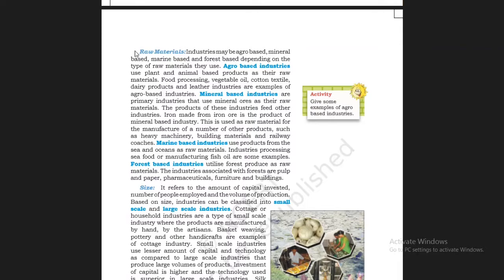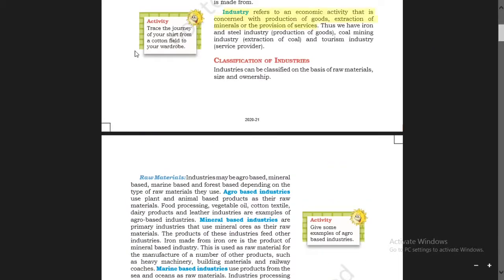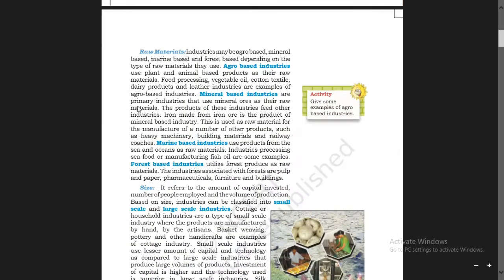Before starting this, boys, have a look towards the left margin of your book. Trace the journey of your shirt from a cotton field to your wardrobe. That means you yourself know how to trace it.